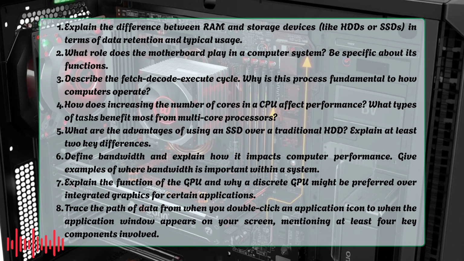4. How does increasing the number of cores in a CPU affect performance? What types of tasks benefit most from multi-core processors? 5. What are the advantages of using an SSD over a traditional HDD? Explain at least 2 key differences. 6. Define bandwidth and explain how it impacts computer performance. Give examples of where bandwidth is important within a system.